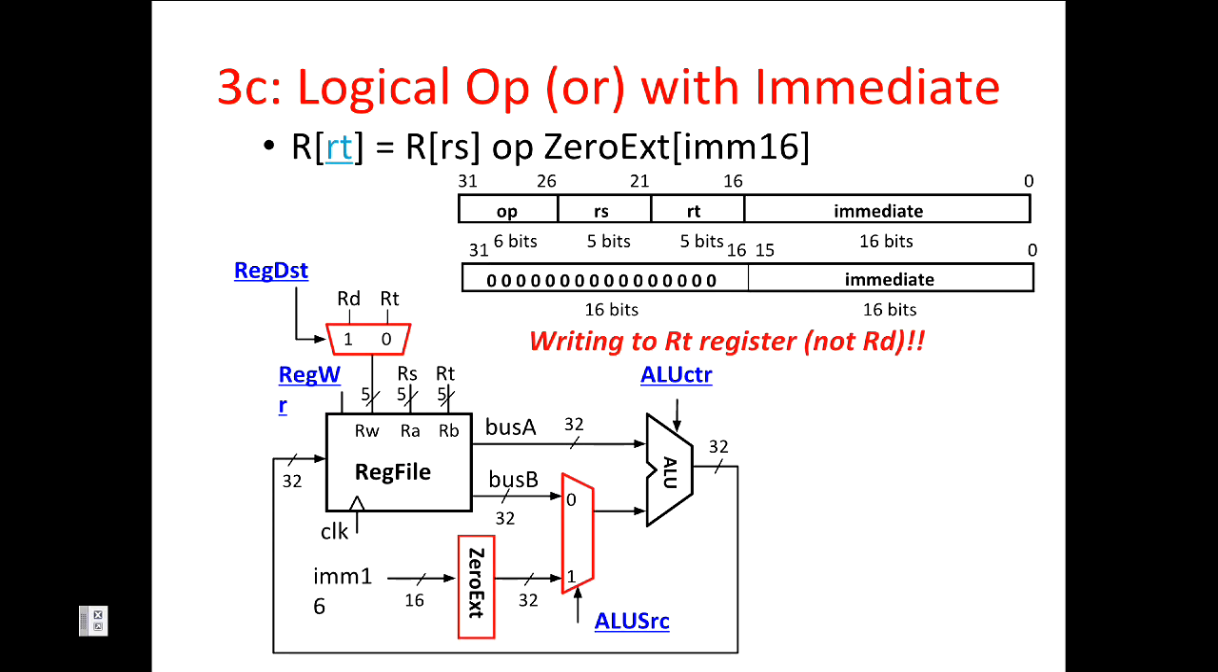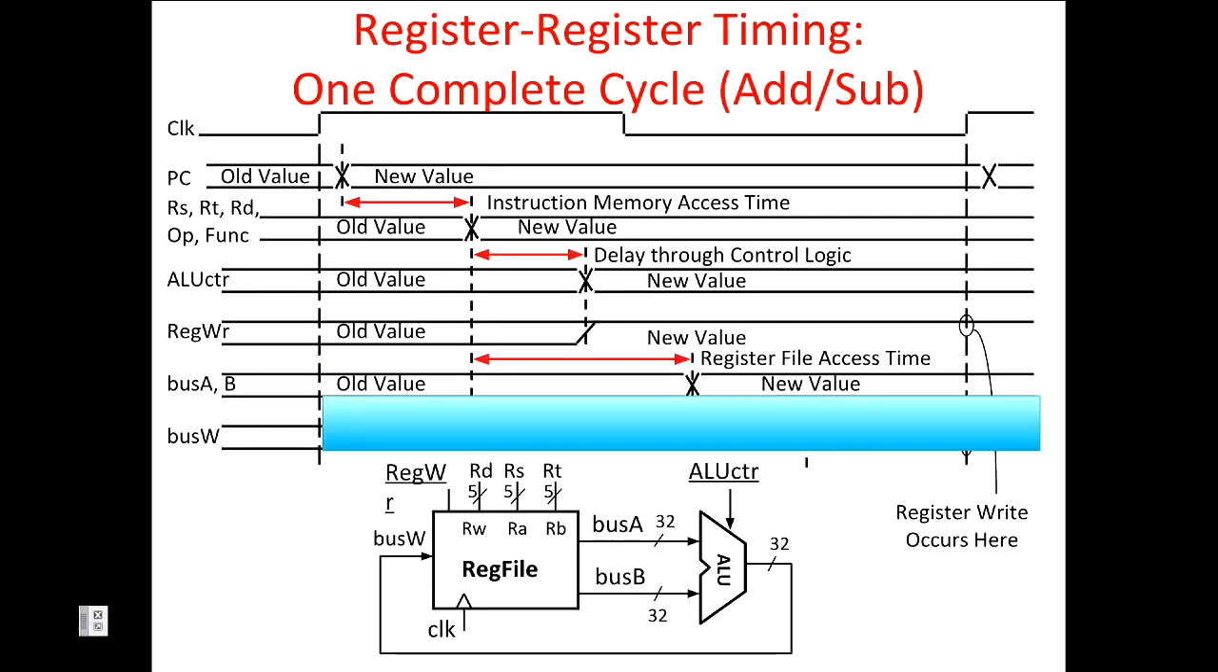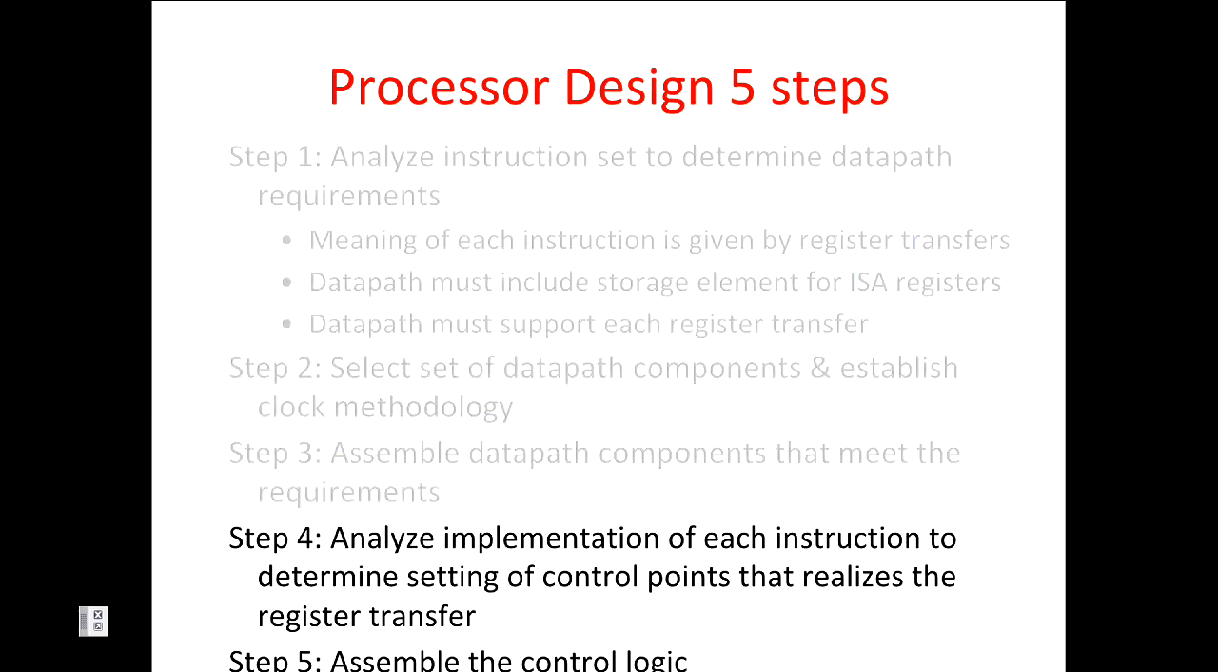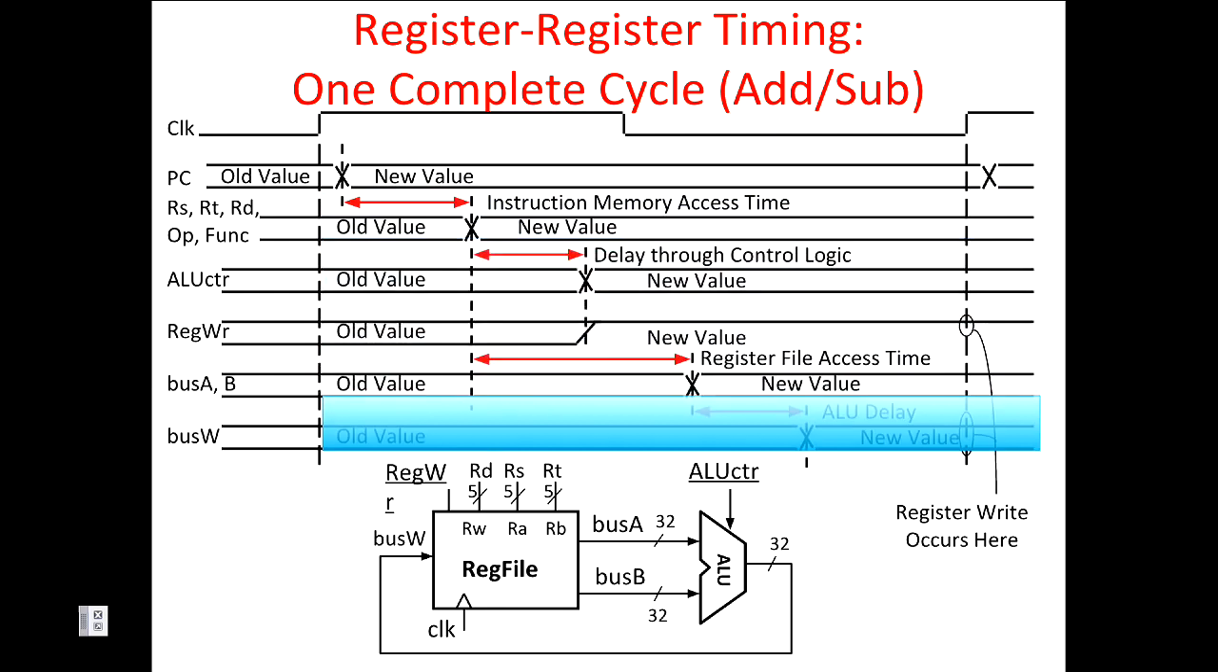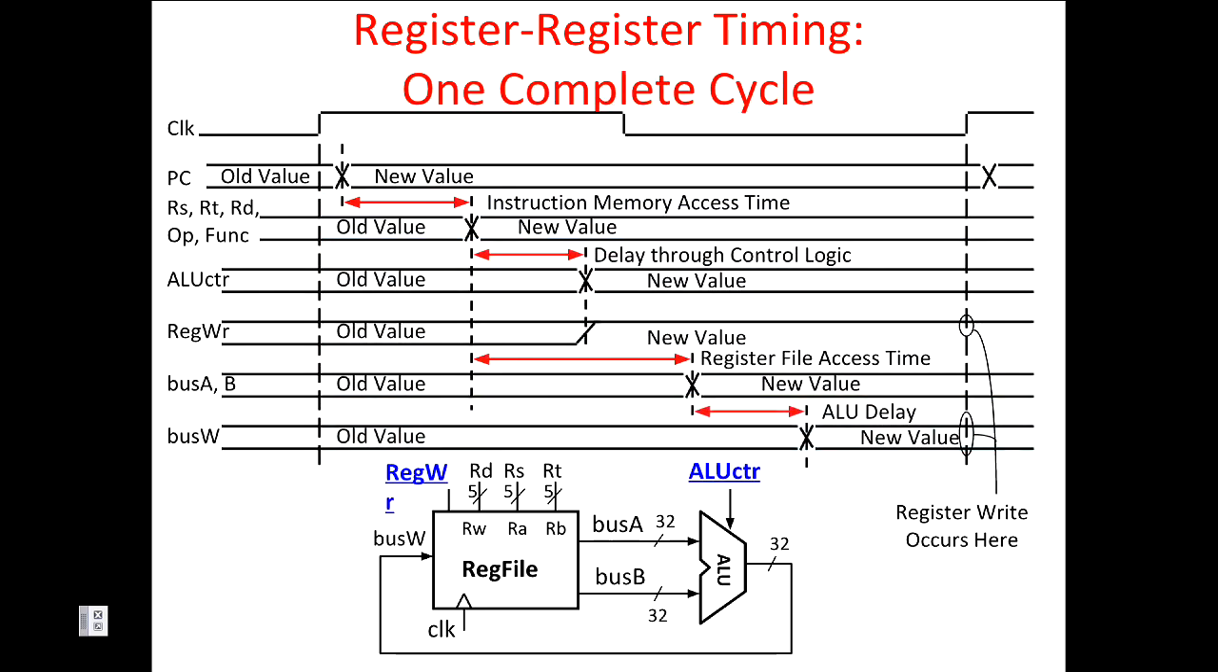So as we said in this list of 5 steps, we're going to go through step 4 right now. We're going to look at a few different instructions, and we're going to see what parts of the data path it interacts with and where we need to make decisions along the data path and set control points appropriately. So we looked at add and sub. In add and sub, we had to set reg write to a 1 and ALU control to add or to sub in the ALU.